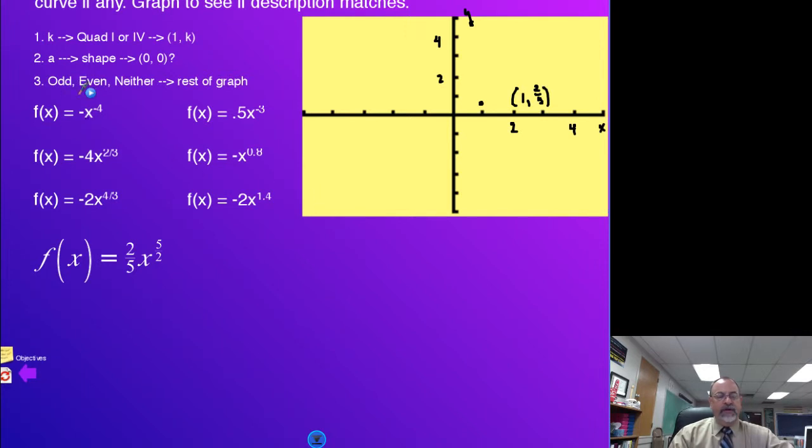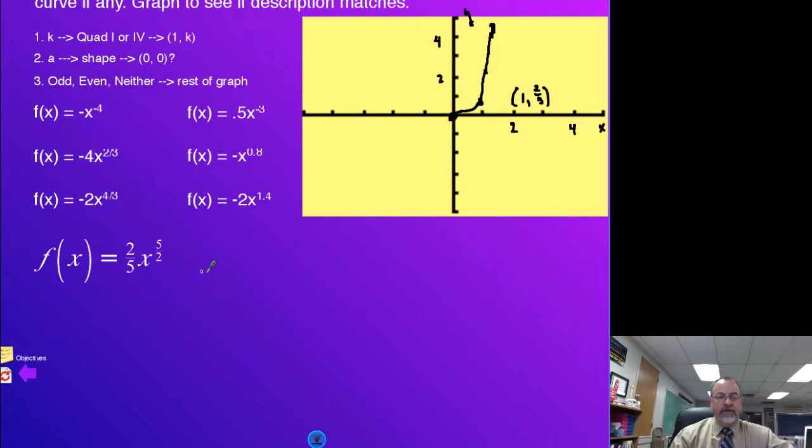Then I need to figure out the shape. This fractional exponent is larger than 1, so it's going to look like that quadratic kind of in that first quadrant, only stretched out between 0 and 1, so it's going to look something like this. And again, we're just sketching these, so it's not going to be exact, but it's just going to give us a picture of what these are going to look like. Then I need to determine if it's odd, even, or neither. Oh, by the way, 0, 0 is also on the graph because it's not a negative exponent.